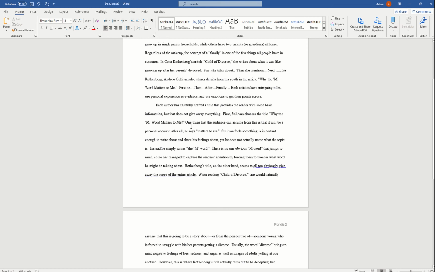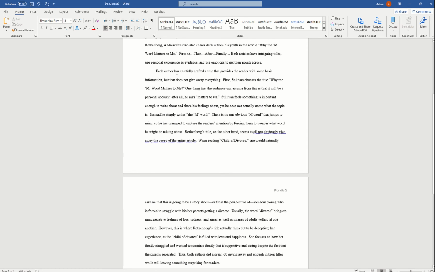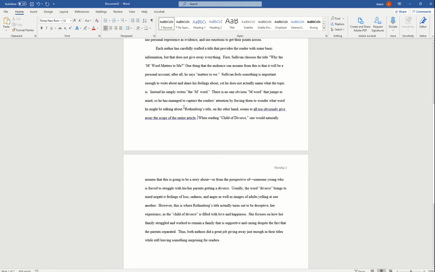It goes through and explains how the title gives it intrigue and some information. Then, since I'm talking about both articles, each author in the topic sentence, I need both authors in this paragraph. So I transition. Rothenberg's title, on the other hand, seems to all too obviously give away the scope of the article. When reading Child of Divorce, there's my quote. One other thing I'm going to point out in this sample is I did not quote this. Everything else, you're going to use a parenthetical citation. And if the article has line numbers, you're going to do line numbers. And if it doesn't, you don't.